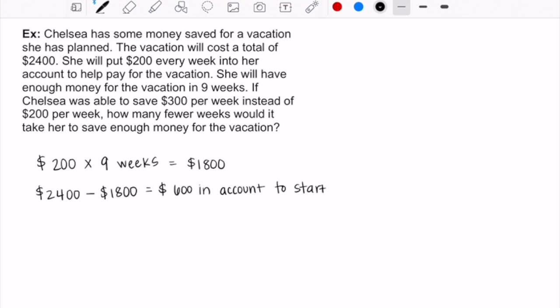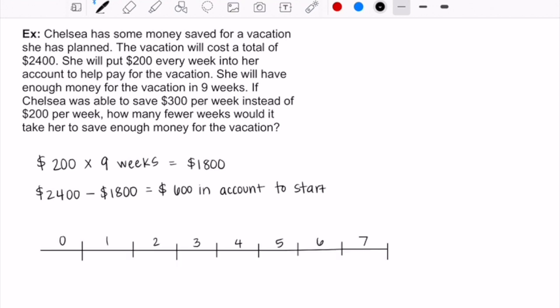And so adjusting her savings rate, it says if she can save $300 per week instead of $200 per week, how many fewer weeks will it take her to save enough money for the vacation? And so to do that, I'm going to make a table. Again, this table is for that new rate where she's saving $300 per week. So she starts with $600, and then the numbers on the top represent the number of weeks. If she's saving $300 per week, and we're assuming she's not spending any money in the meantime, then it's going up by $300 each week. And so you would continue that pattern of adding 300. I won't keep writing it, but you'll continue that pattern.